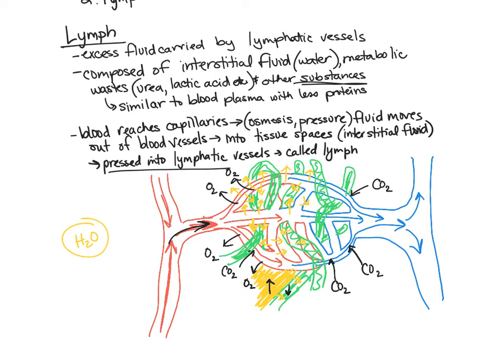So we have empty vessels, we move the fluid in, and then we have a higher pressure in the lymphatic vessels than we have in the tissues once we've moved a lot of the fluid from the tissues into the lymphatic vessels.